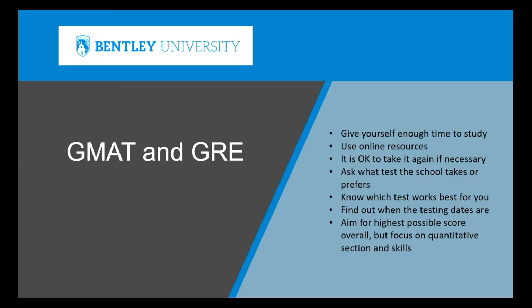Now, when it comes to what type of test to take, again, make sure you reach out to the university to find out what type of test they take, whether that's the GMAT, the GRE, the law school, if it's LSAT, something along those lines. So make sure you reach out and find out what they prefer, but also find out what type of test scores you need. Do they have a minimum, a maximum, something along those lines? And then find out when the test dates are as well.